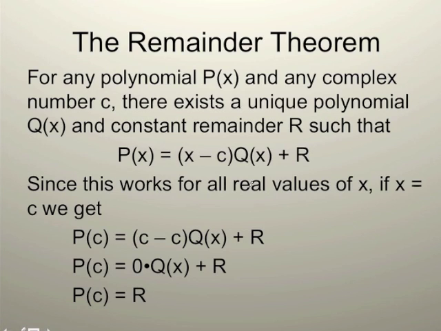We have a polynomial and any complex number c. There's a unique polynomial, the quotient, and the remainder r, such that the original polynomial equals my divisor times the quotient plus the remainder. Well, let's fill in and let x equal c. So p of c then, filling in a c, c minus c times the quotient plus the remainder. Well, c minus c is 0, so this will be gone, and p of c would equal the remainder. That's the proof that that really works.